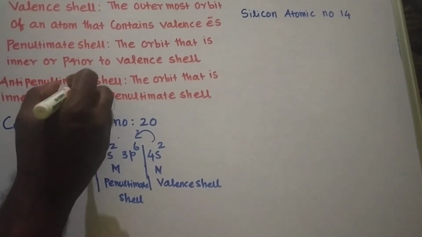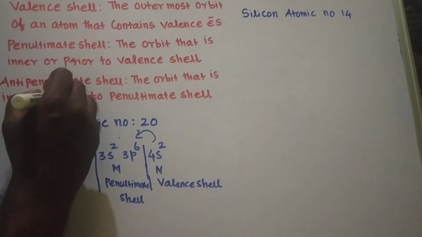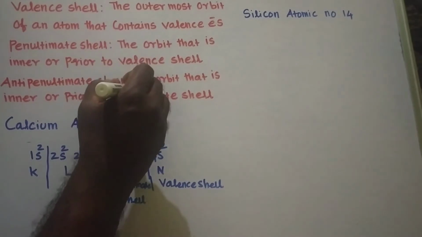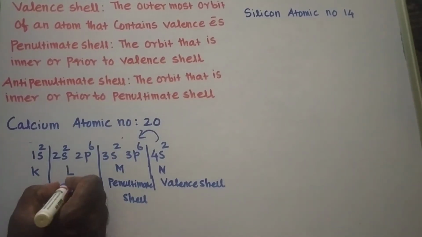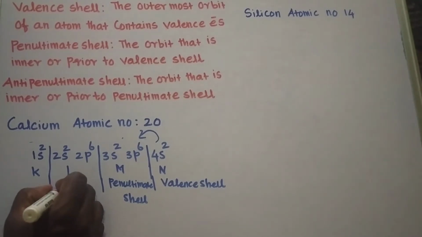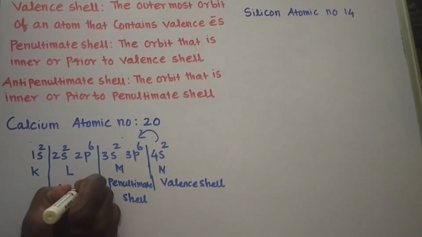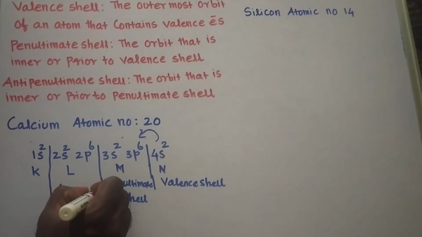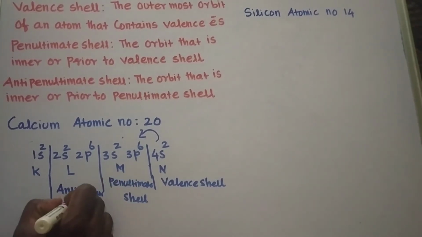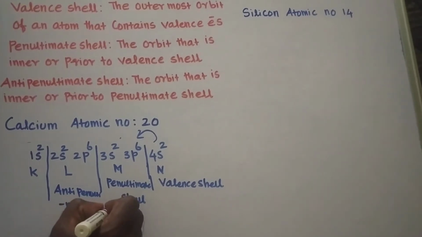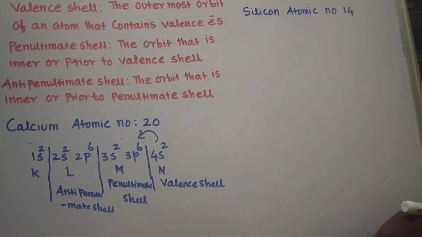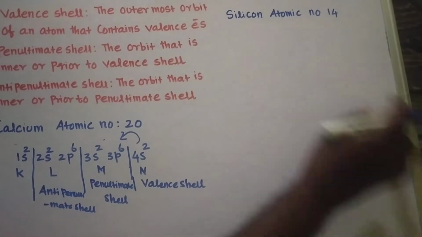Then the orbit that is inner or prior to the penultimate shell is the antepenultimate shell. Therefore here L is the antepenultimate shell.